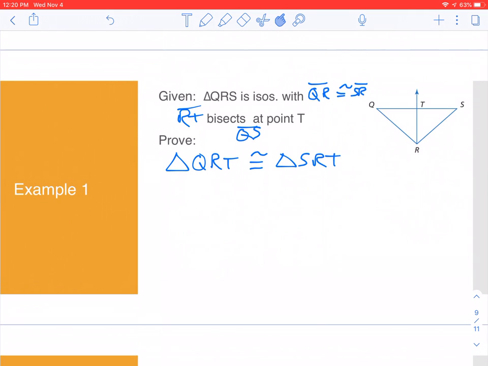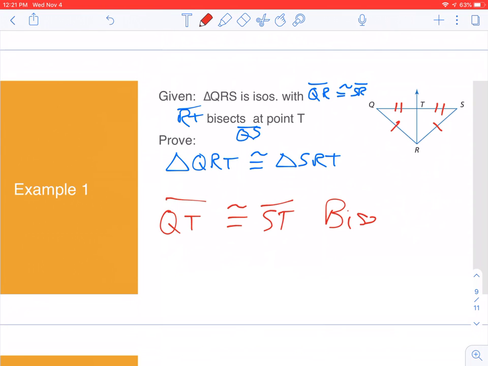Okay, QRS is isosceles with QR congruent to SR. My picture is not marked. I need to mark it. RT bisects QS at point T. If RT bisects that point, then I know that these two are congruent. So QT is congruent to ST because they bisect.